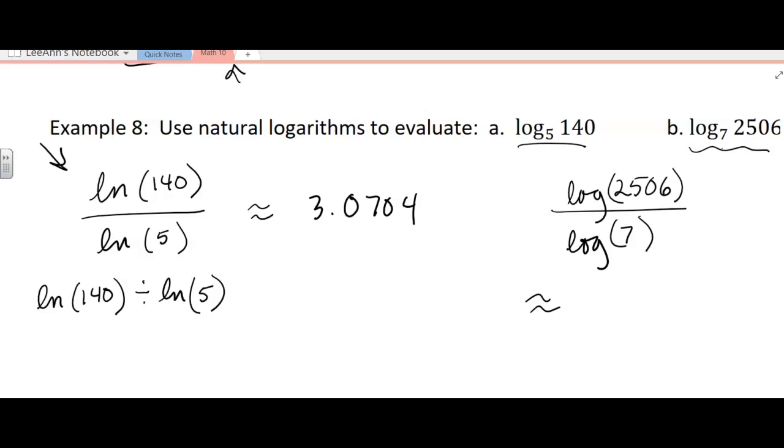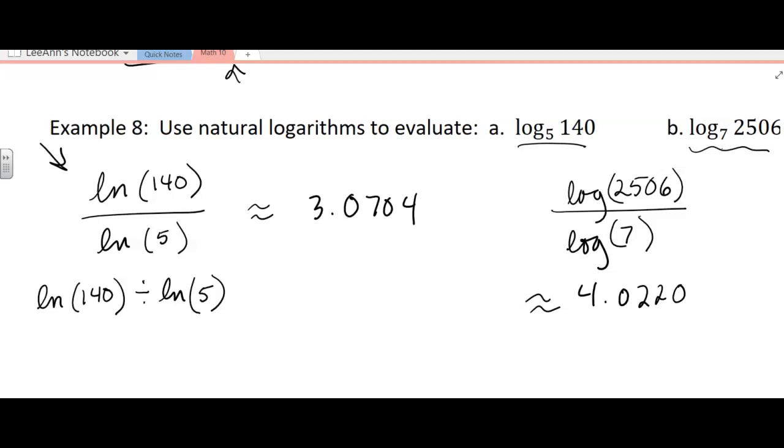Okay, so log 2506. You really should stop the video and practice this one on your own. Make sure you get it. Once you get it, it'll be pretty much the same thing when we're doing these decimal approximations. So I have log 2506, close the parenthesis, divided by log 7, and I get 4.02. Oh, it's 199, so it's going to round up to 2. Oh, all right. So there we go.